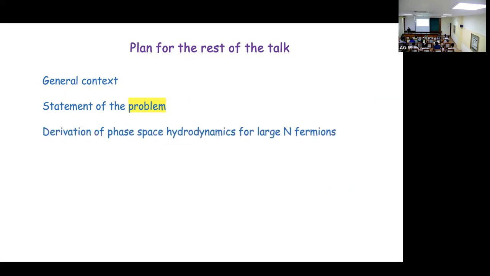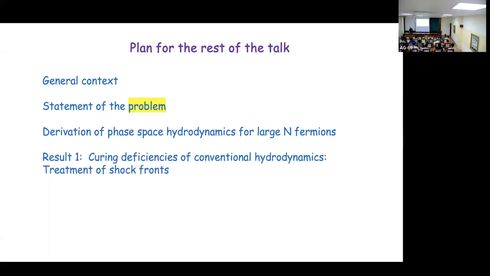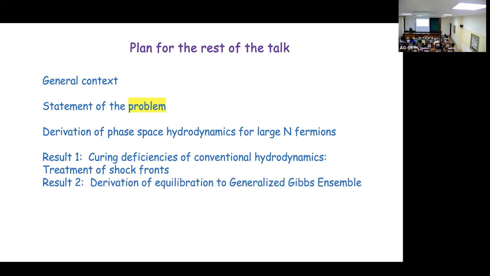And so first, I'll have to spend a little bit of time on the tools that I'm talking about. These are some beautiful stuff about use of coherent phase to describe the droplet picture of phase-space hydrodynamics. And so that will be the derivation. And using this phase-space hydrodynamics, my first result will be to cure the deficiencies of conventional hydrodynamics, which fail at the time when the shock fronts develop, and you cannot go any further. Okay, so that will be that.